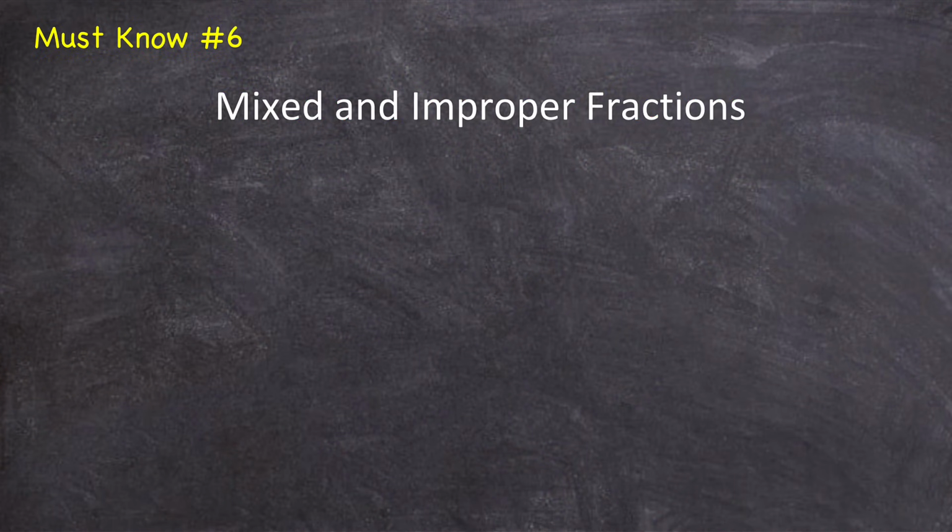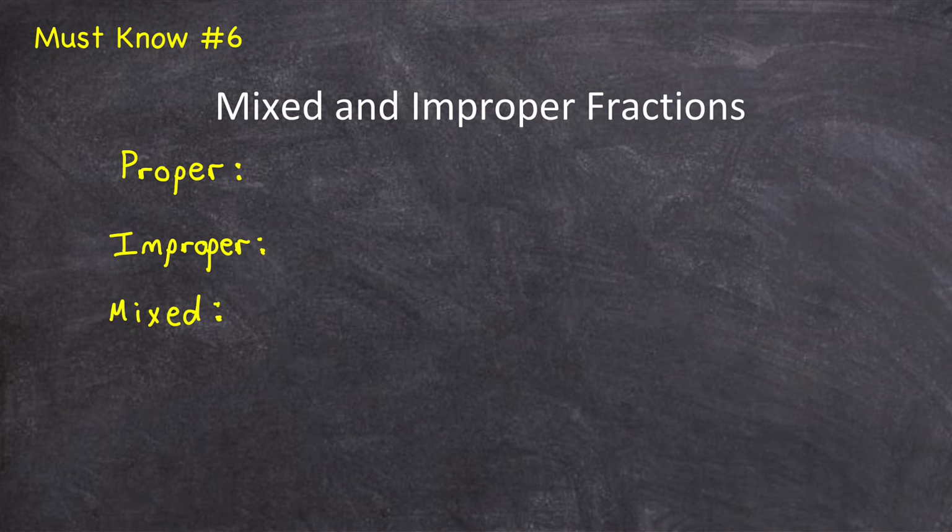Must know number 6. Mixed and improper fractions. So there are actually 3 main types of fractions: proper, improper, and mixed. Now let me quickly tell you the difference between the 3 of these and then how we can convert between them. A proper fraction is of the format a over b, where the number in the numerator, a, is less than the number in the denominator, b.